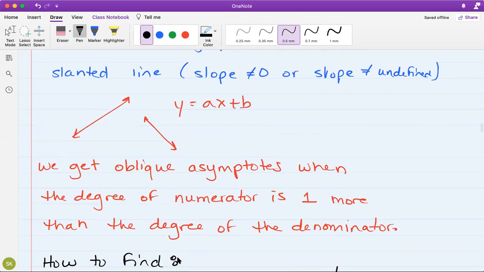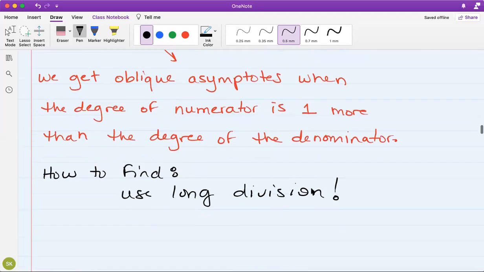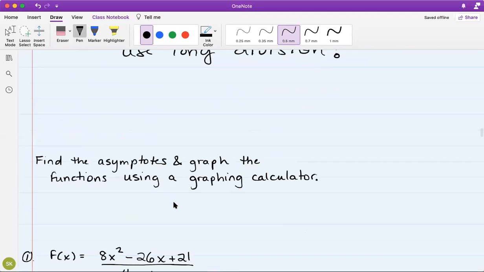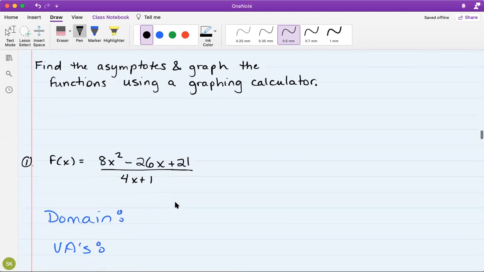And how we're going to tell if we have an oblique asymptote is if the degree of the numerator is exactly one more than the degree of the denominator, then you have an oblique asymptote. We're going to find these oblique asymptotes by using long division. So let's look at an example.